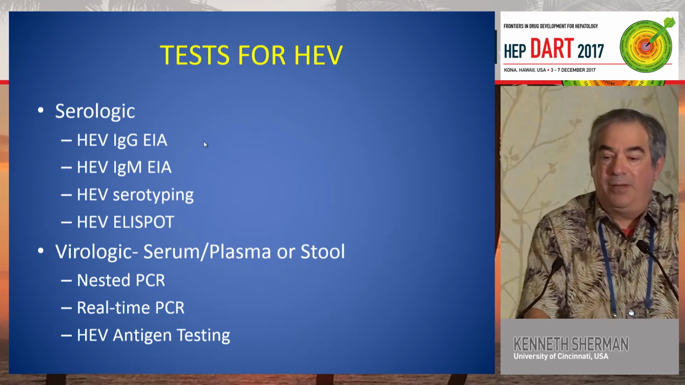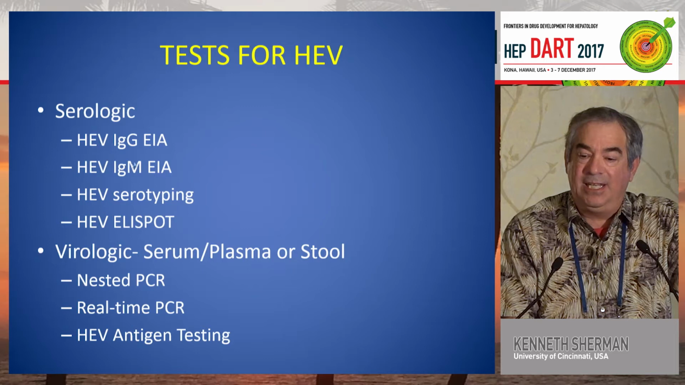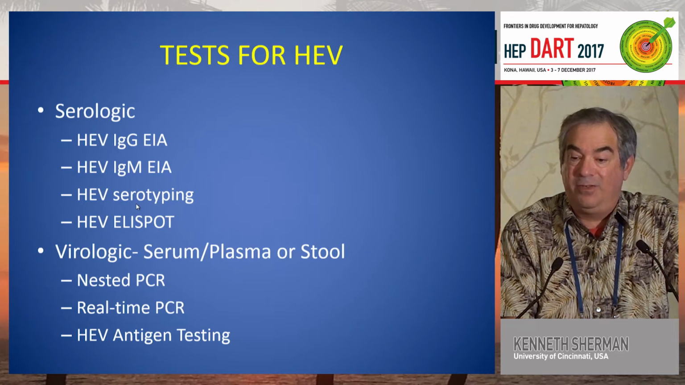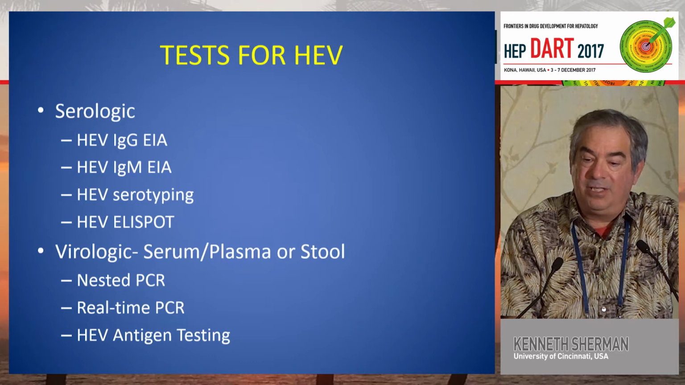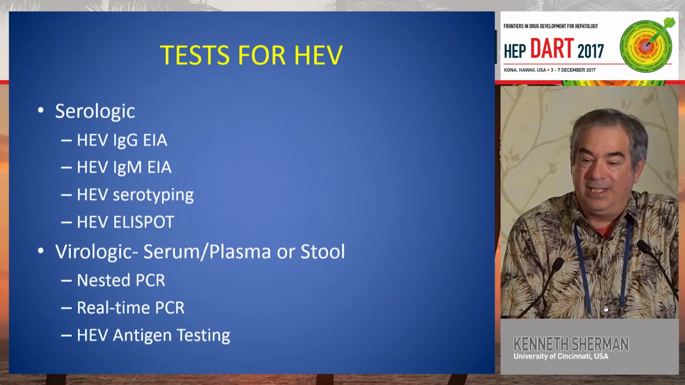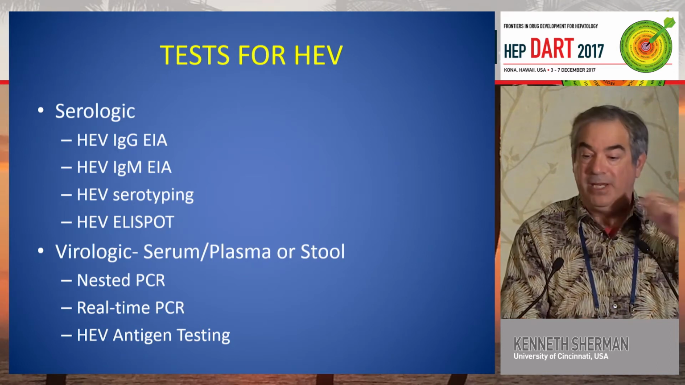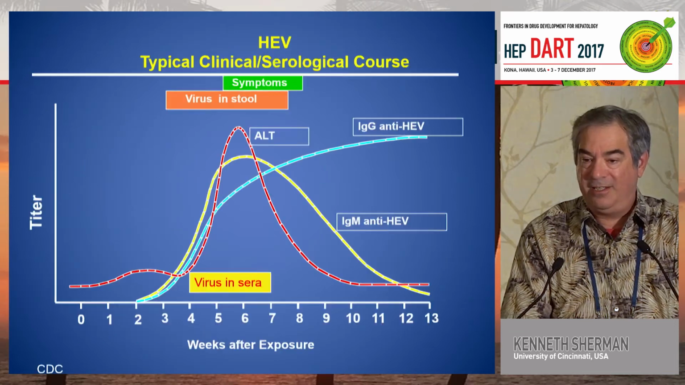So the tests for hepatitis E are summarized here. There is hepatitis E IgM and IgG. There has been some effort in various places to develop serotyping assays, and there is an HEV ELISpot assay. Virologic testing from serum and plasma or from stool includes PCR-based testing as well as HEV antigen tests.